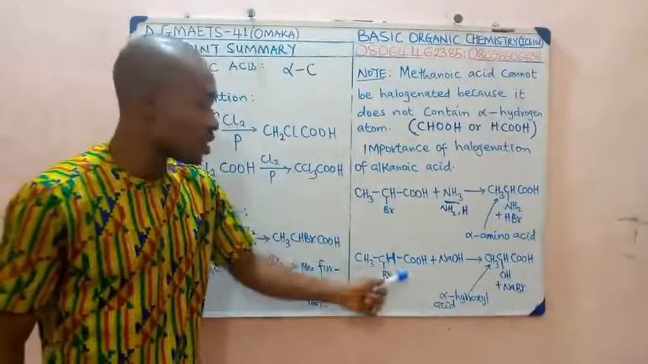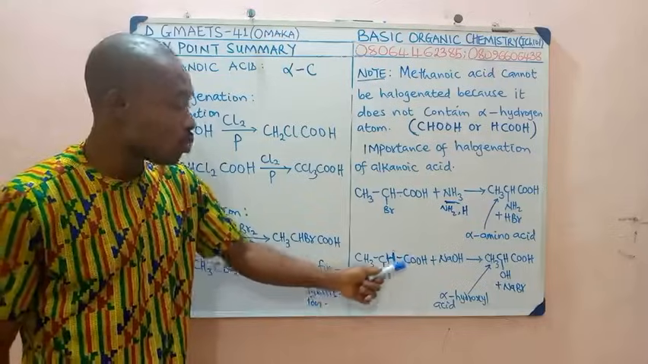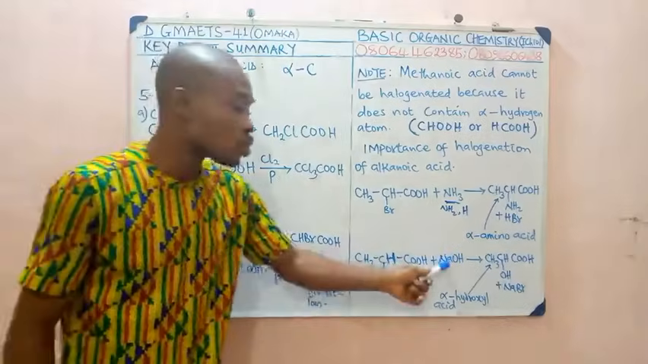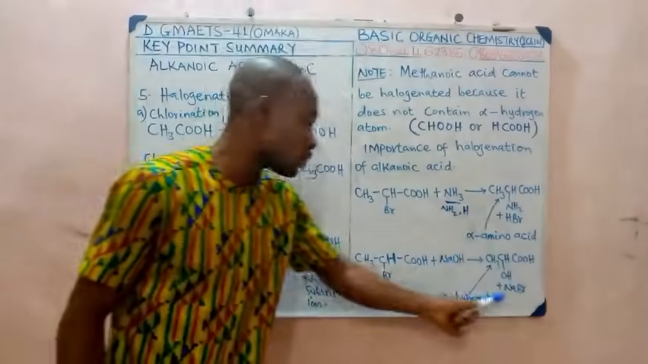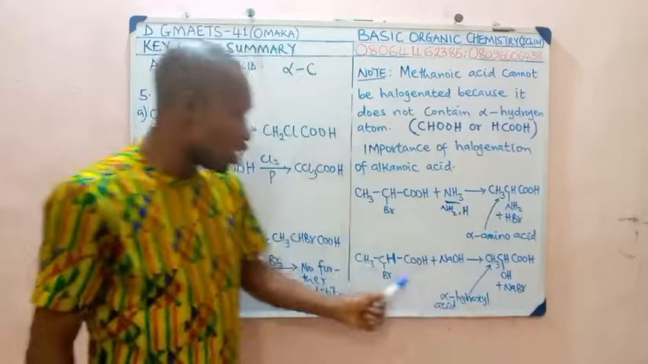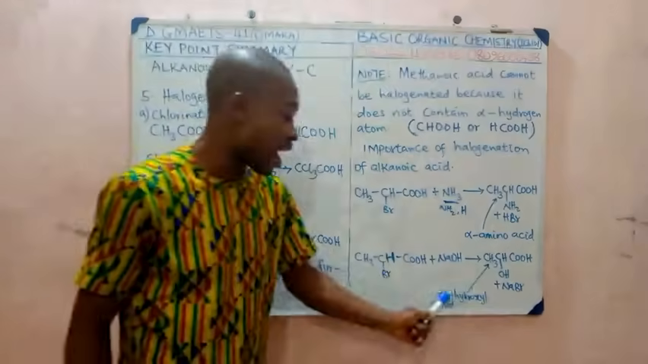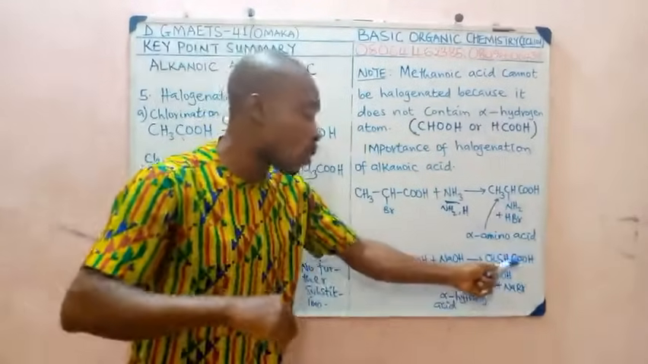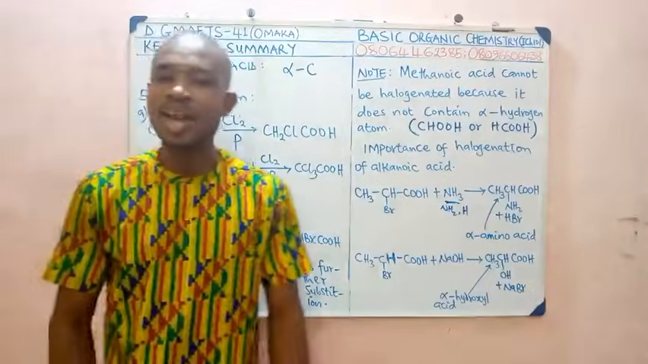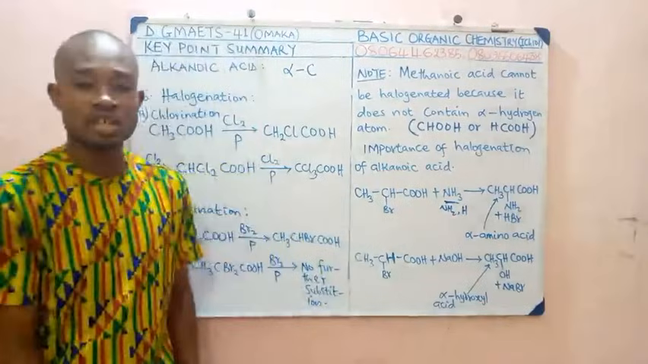The same thing here, if you react this 2-bromo-propanoic acid with sodium hydroxide, the OH will remove this bromine. Bromine will react with this sodium to give you sodium bromide, the leaving group. While OH will take that position. I will refer to it as the alpha hydroxyl acid. This is actually 2-hydroxyl-propanoic acid. Is that okay? So that's the importance of this halogenation reaction.